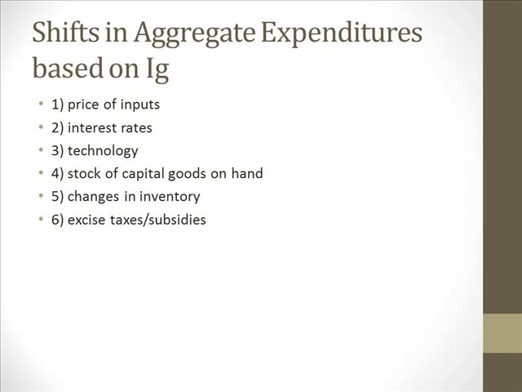Two, interest rates. When interest rates go up, then investors invest less. So aggregate expenditures will go down. That makes sense. If they're going to have to pay a higher interest rate, they're not going to invest. They're going to borrow money later.